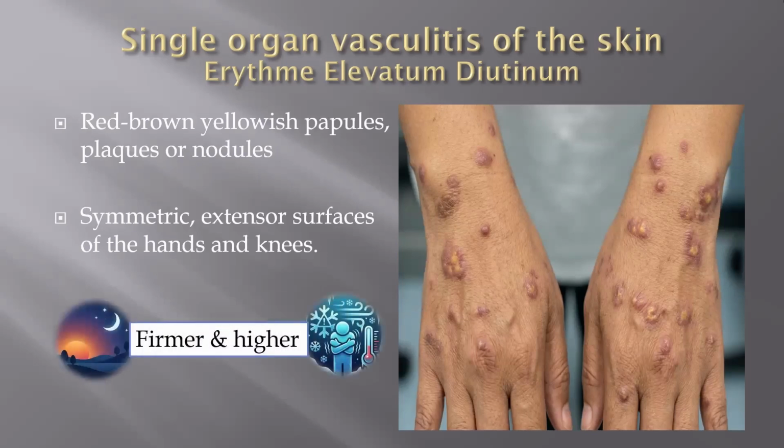Interestingly, the lesions become higher and harder at night time and upon exposure to cold. This phenomenon is probably related to a decrease in body temperature, which stimulates cutaneous vessel vasoconstriction, leading to a sluggish circulation and a higher rate of immunoglobulin deposition.